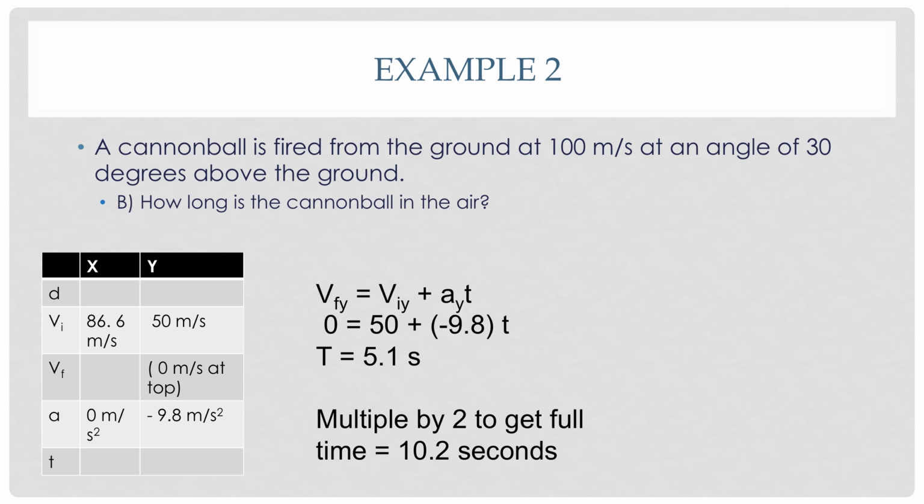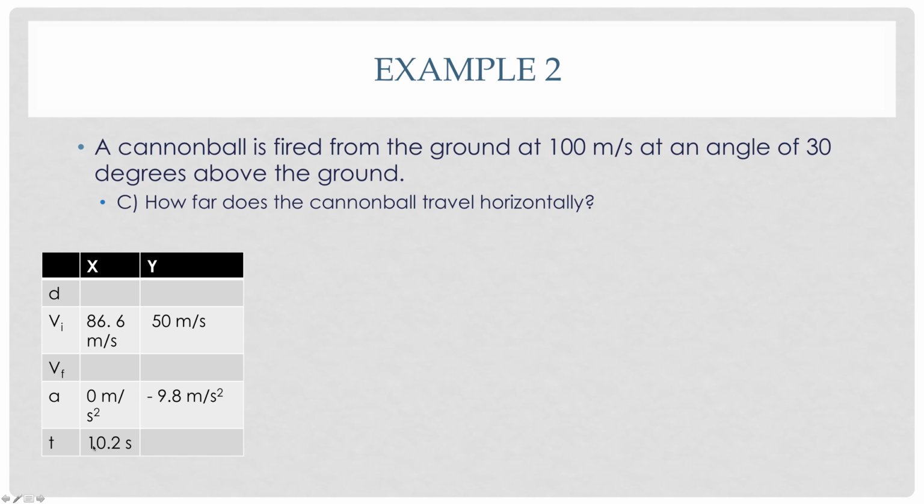So at the top, your velocity is 0, which is why our final velocity is 0. Just like when we had the one-dimensional motion when throwing it into the air, at the very top, our final velocity was 0. It's the same thing here. At the very top, our final velocity is 0. So our full time here is 10.2. So I plug that into my chart.